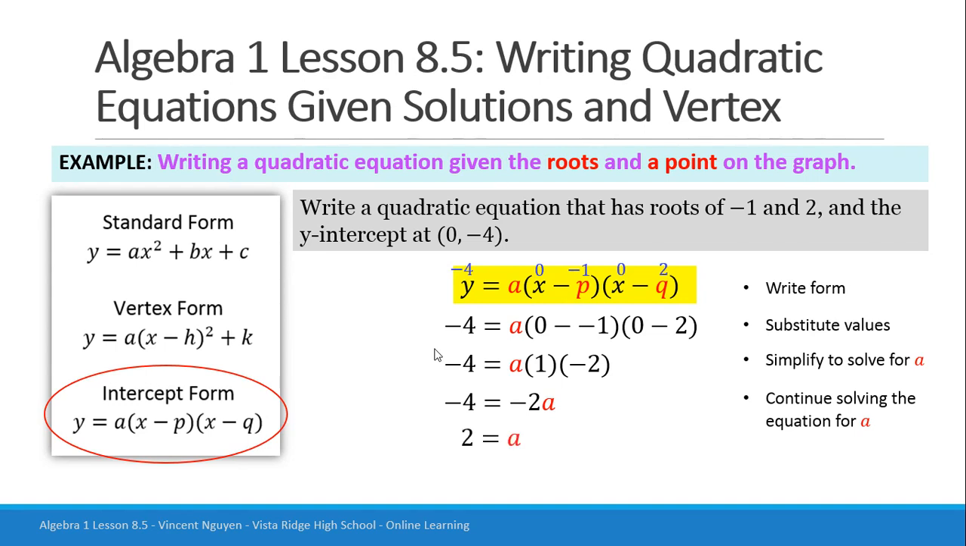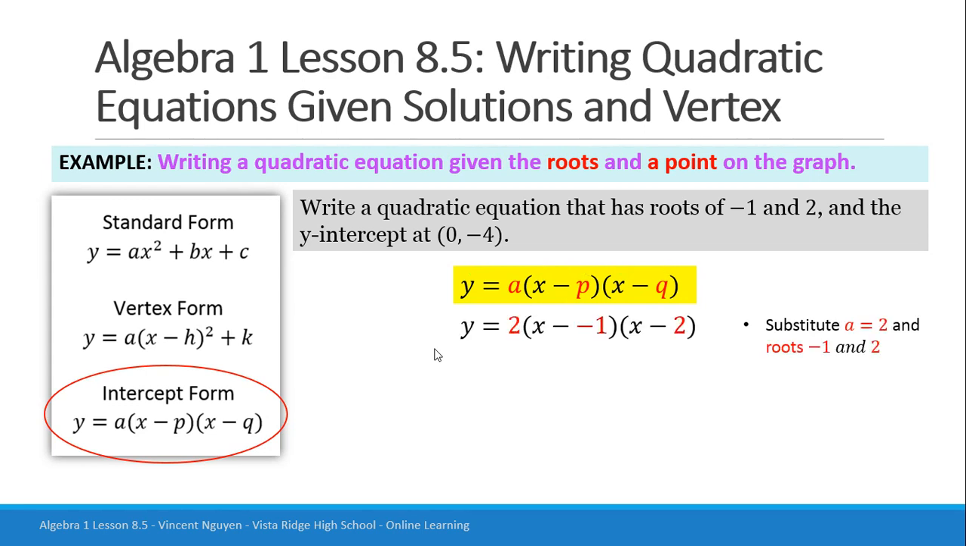And then we use a one-step equation to solve for a, which we divide by -2 on both sides. And we get -4 divided by -2 gives us 2. So our a value is 2. Now that we have our a value, you can substitute it into the original form and simplify this like we did before, and we get this in factored form, right? So we got the factored form.